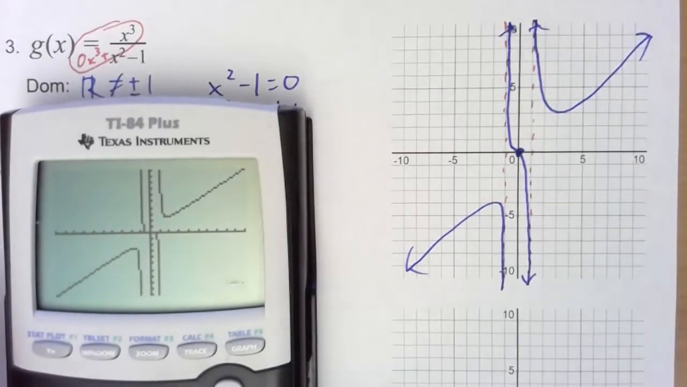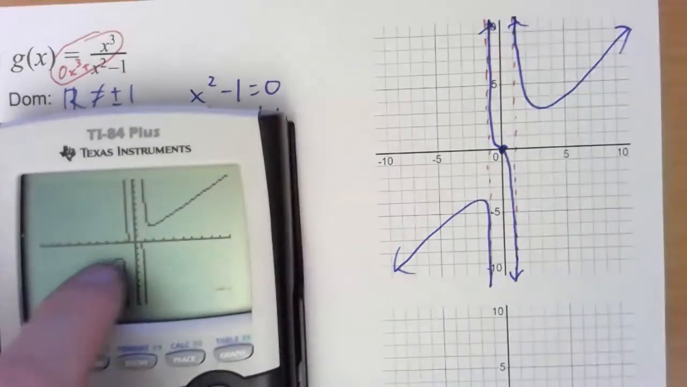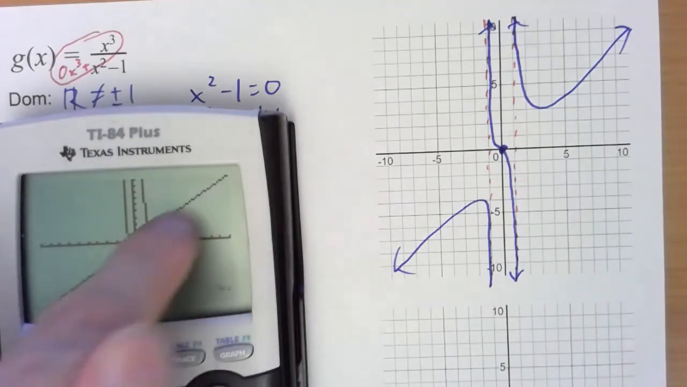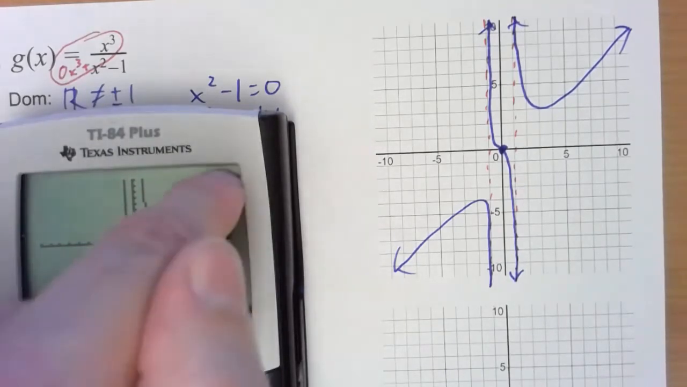We've talked about vertical lines and horizontal lines being asymptotes. There's also actually slant asymptotes. So you could have a diagonal line that's an asymptote. There's a line right there that this graph is approaching.